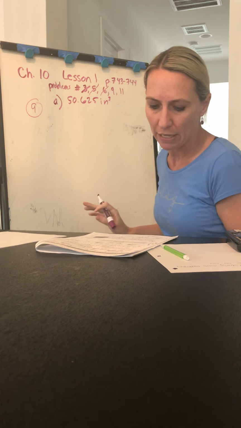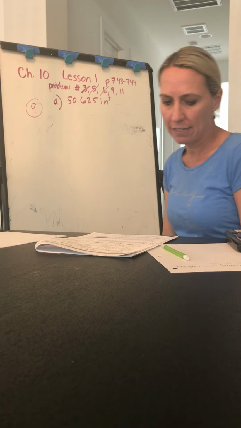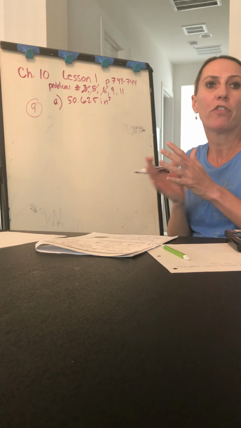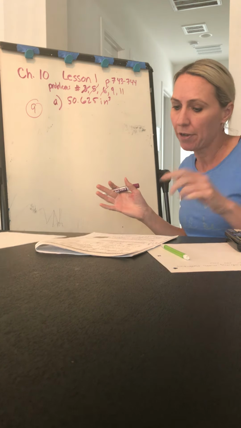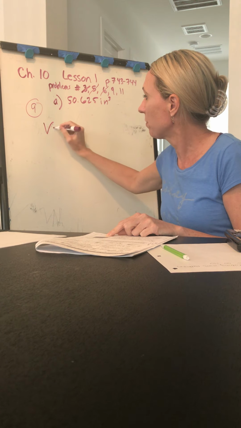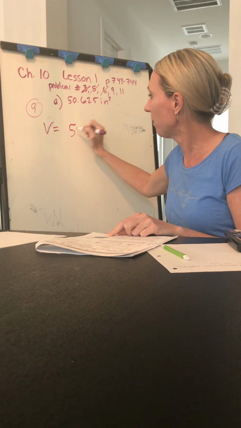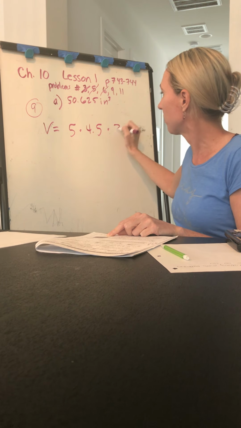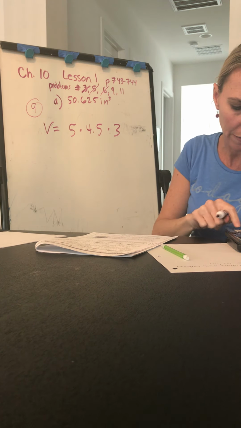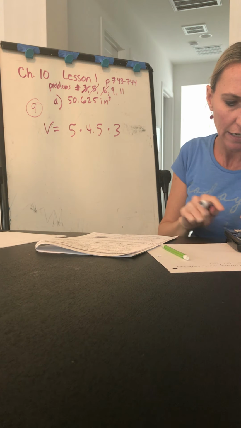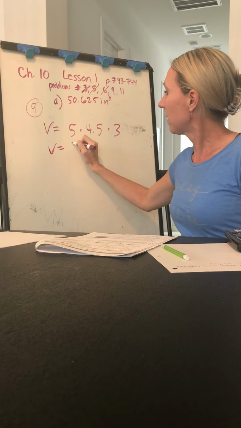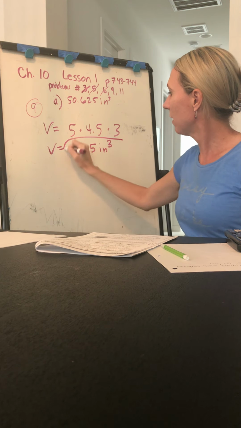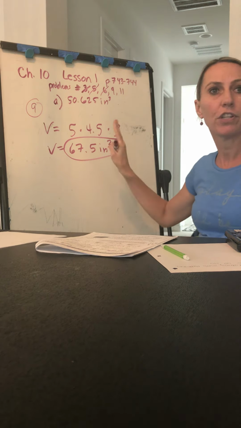Now on B, it says how much more sand could the container hold before it overflows? So let's find the volume of the whole container if we filled it to the very top. In this case, looking at the drawing, the volume is going to be 5 times 4.5 times 3. I put that in my calculator, 5 times 4.5 times 3, and I get 67.5 inches cubed.